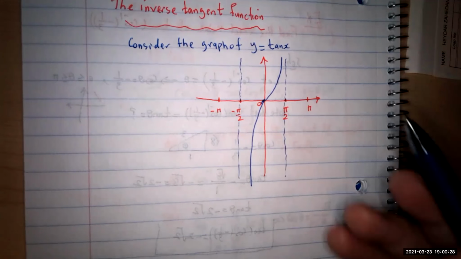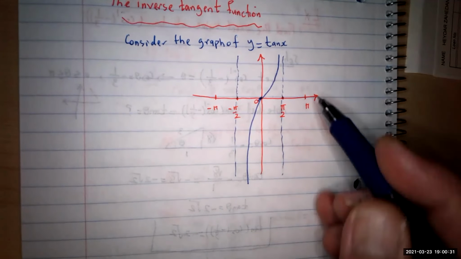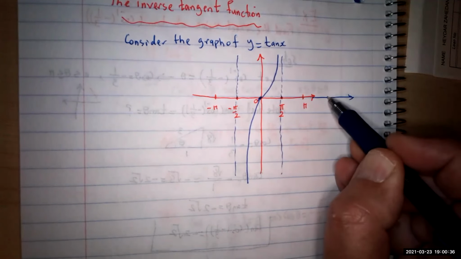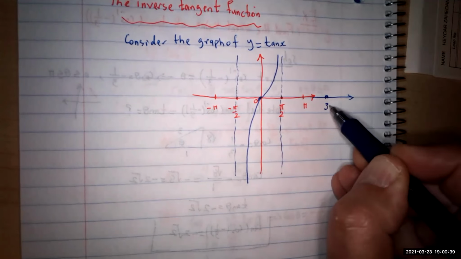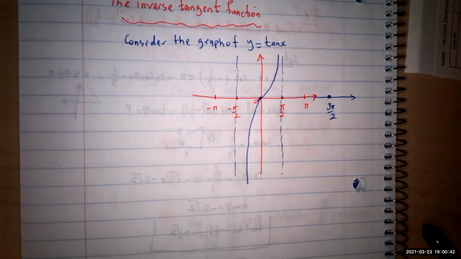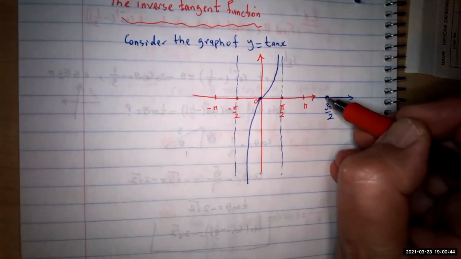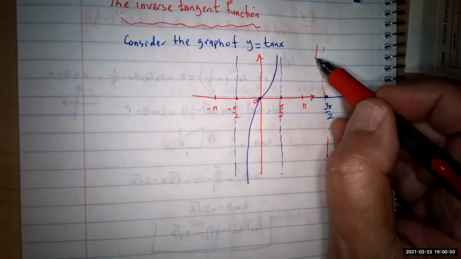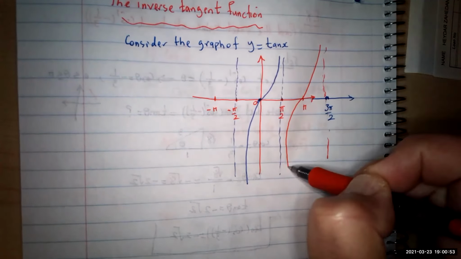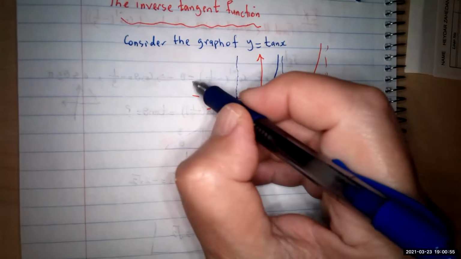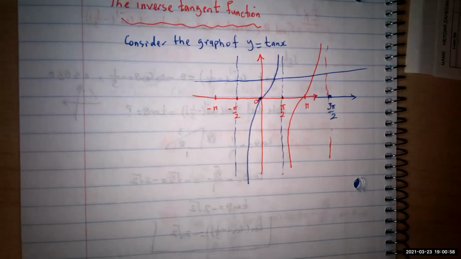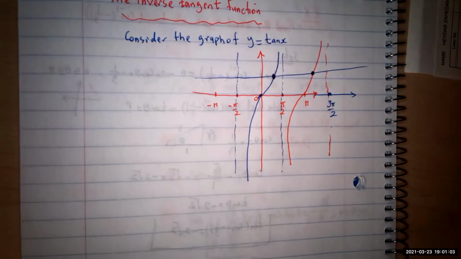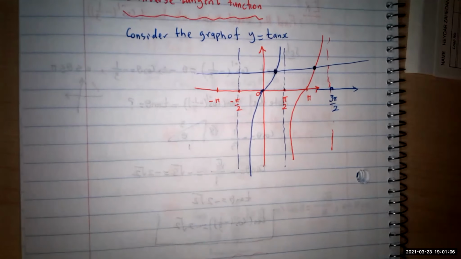You have to go to 3 pi/2 to get this situation again. If this is 3 pi/2, then this situation would be repeated, which is not a good one, because the horizontal line would intersect the graph at more than one point. So that's why we pick only one of them to be able to do it.